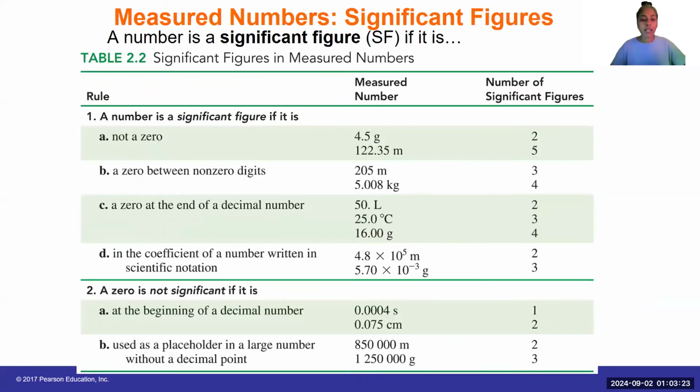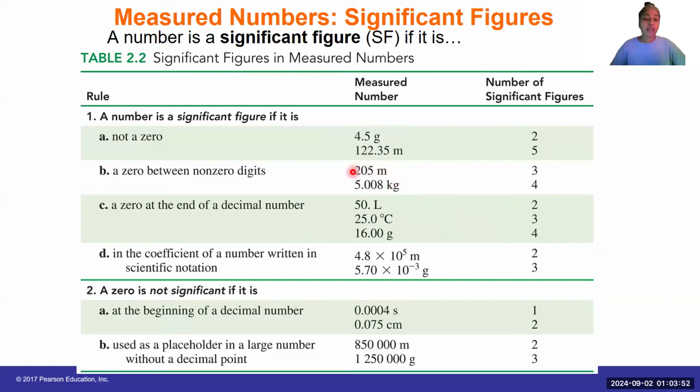Let's take a look at a little bit more practice. So a number is a significant figure if it is not a 0. Notice that in these two values, there are no zeros anywhere in this number, and all of the digits that are involved in these measurements are significant. I can count 1, 2, 4.5 grams gives me 2 significant figures. 122.35 meters gives me 1, 2, 3, 4, 5 significant figures.